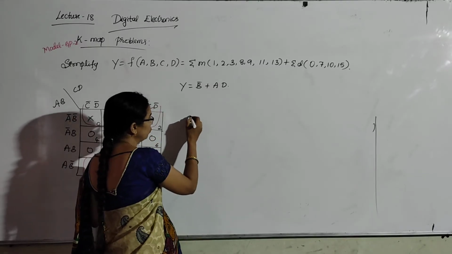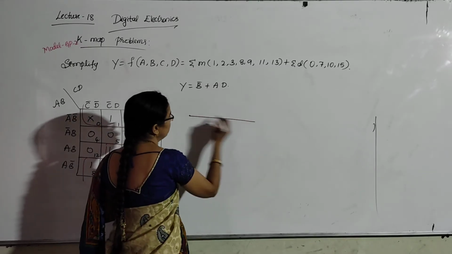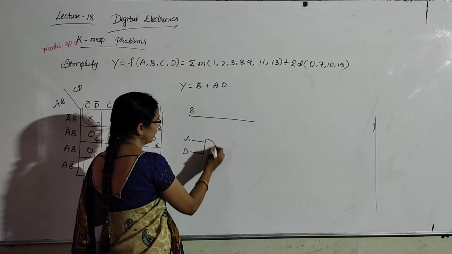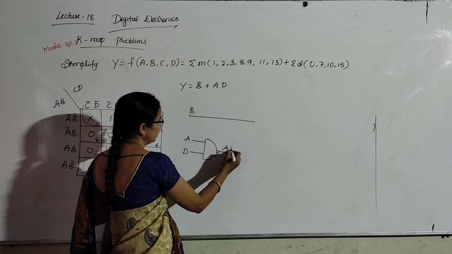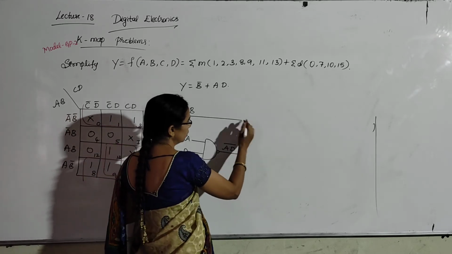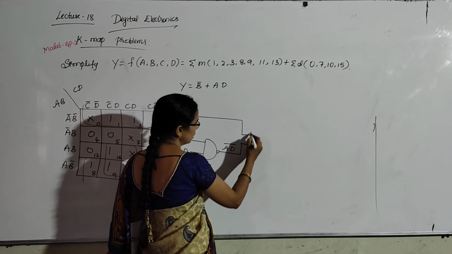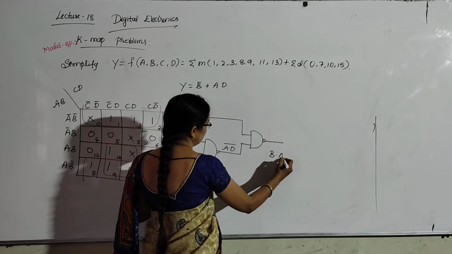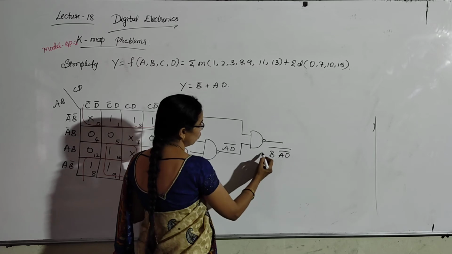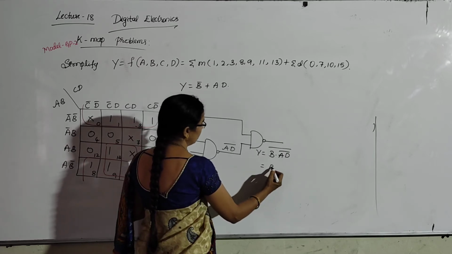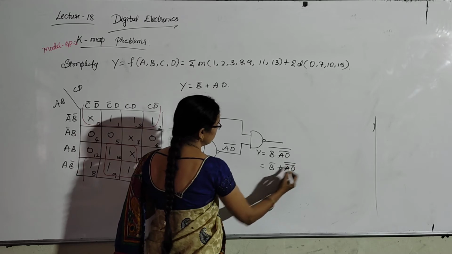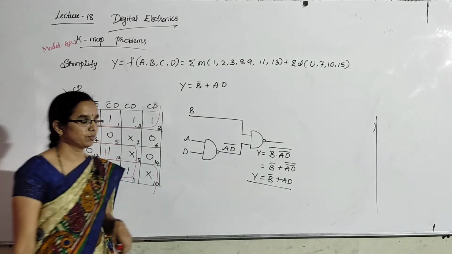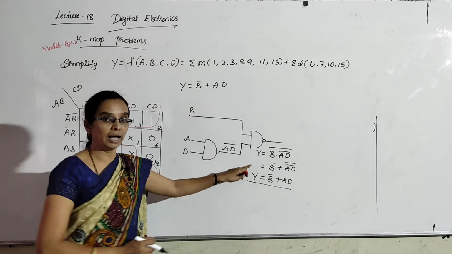Using a NAND gate circuit, B I will take directly, A and D also I will take directly and NAND it. I will get AD whole bar and this B bar, AD whole bar it will be B bar plus AD double bar. So I will get B bar plus AD, which was my simplified expression. This is the NAND gate circuit. Only 2 NAND gates are enough to write this circuit.